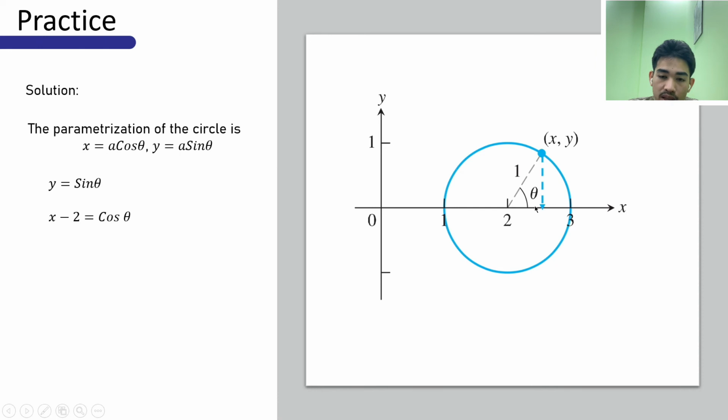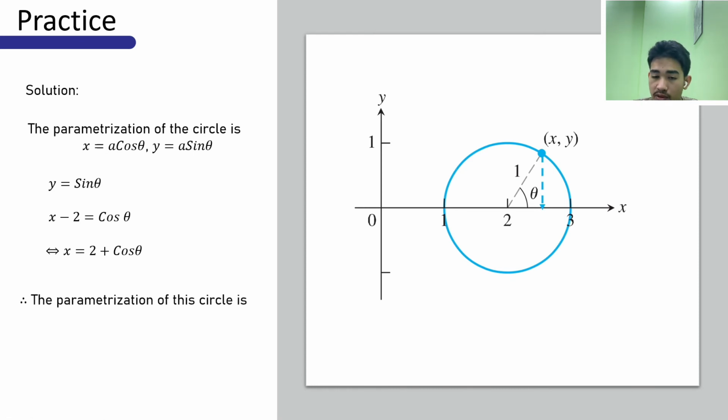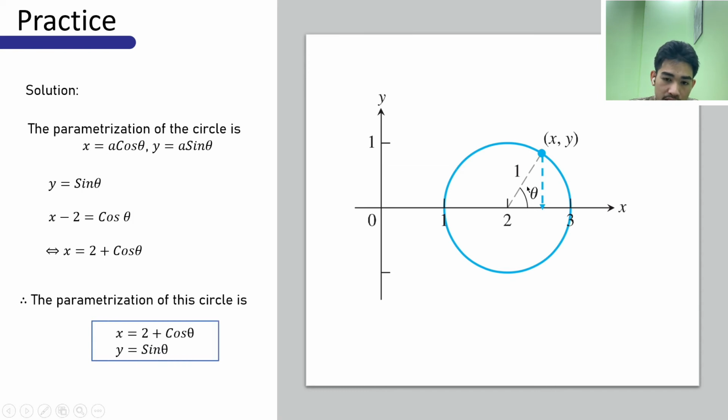Now our y here is equal to sine theta, and for x here, we see that if we drop this, it is only this much distance, but there's more, like 2 distance more, so that means x will be equal to 2 plus cos of theta. Once we get that, that is itself the parametrization of this circle. We don't need to do anything else, as they tell us that theta will be the parameter.